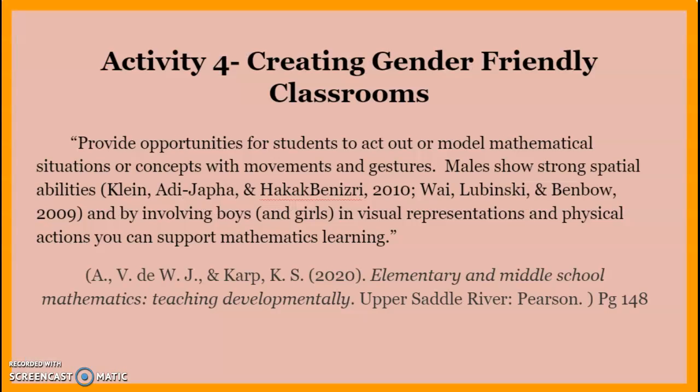My fourth activity is going to be creating gender-friendly classrooms. The textbook explains that providing opportunities for students to act out or model mathematical situations or concepts with movements and gestures is something that can be helpful for males because they show a stronger spatial ability, and involving boys and also girls, of course, in visual representations and physical actions can support mathematical learning. And this doesn't necessarily only apply to boys. For those that are more kinesthetic learners, we can see that this is going to be something that'll help them in understanding because they have a physical model rather than just word problems on a page.